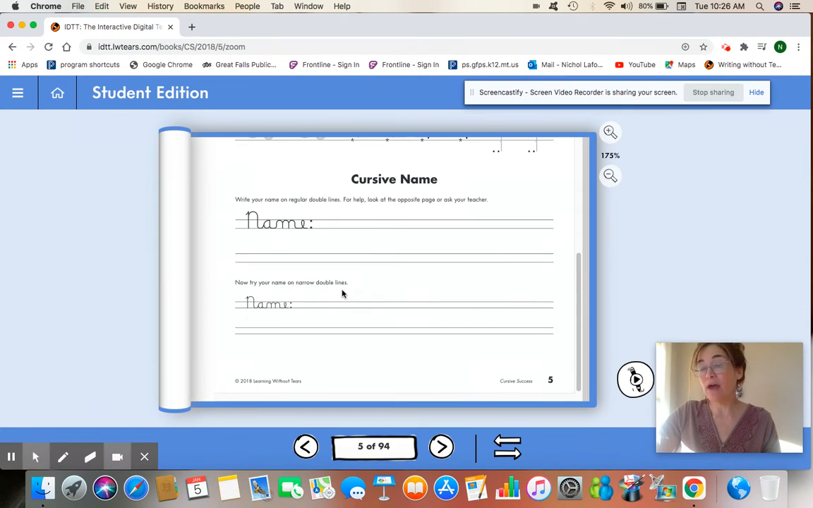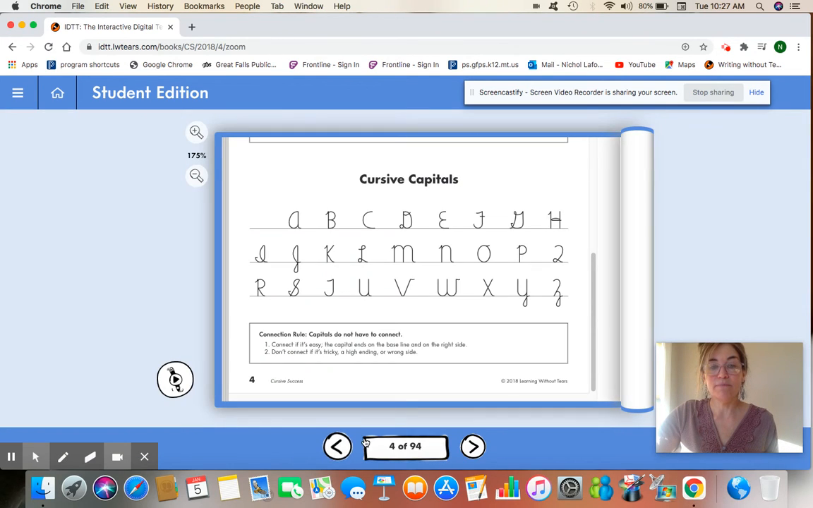And I know we haven't gone through a lot of the letters yet, and we haven't really practiced or refreshed. It's probably not the first time you've practiced your cursive or writing your name in cursive. And if it is, it's okay. We're going to go back. Remember what page it's on? Page 4, and we're going to look at our cursive capitals.